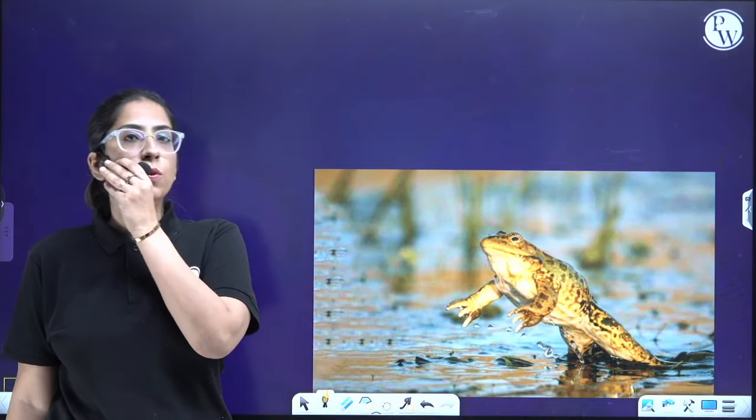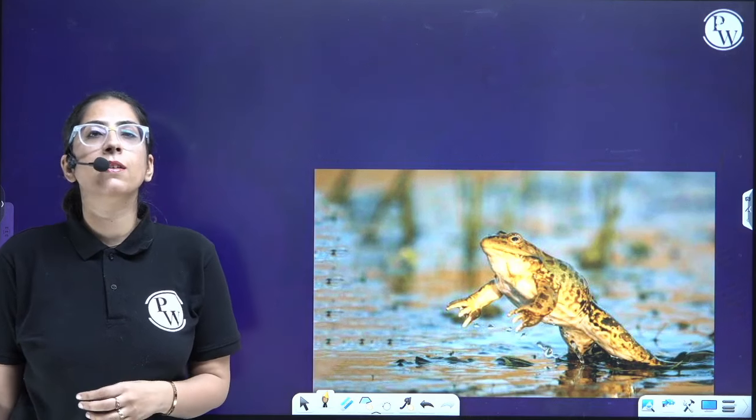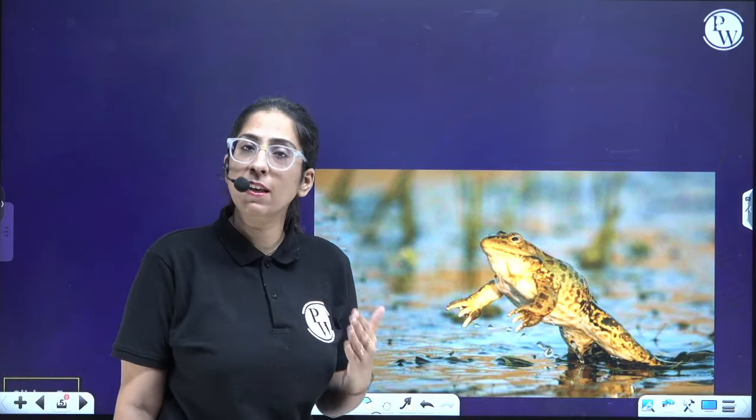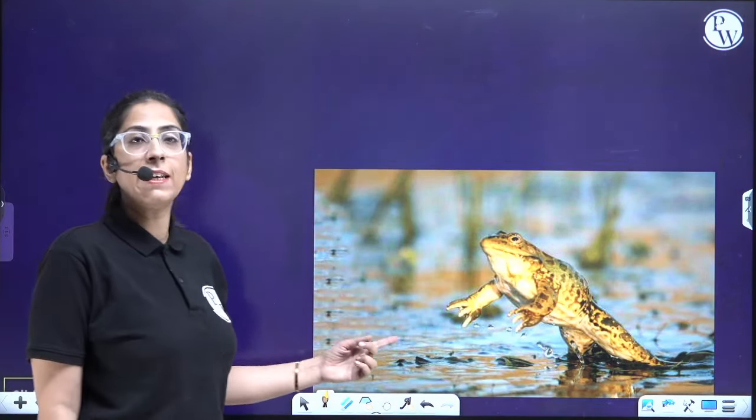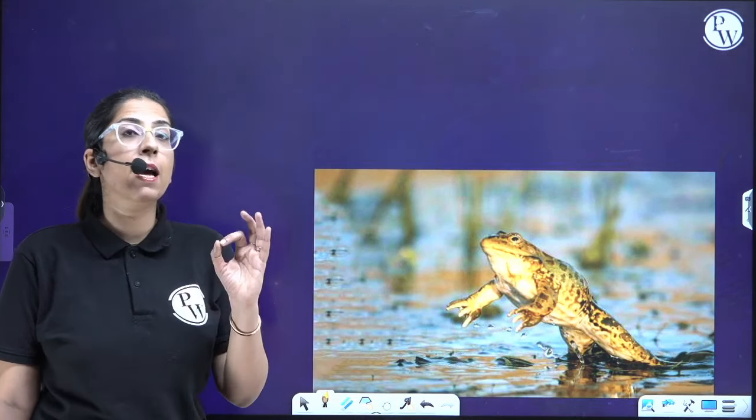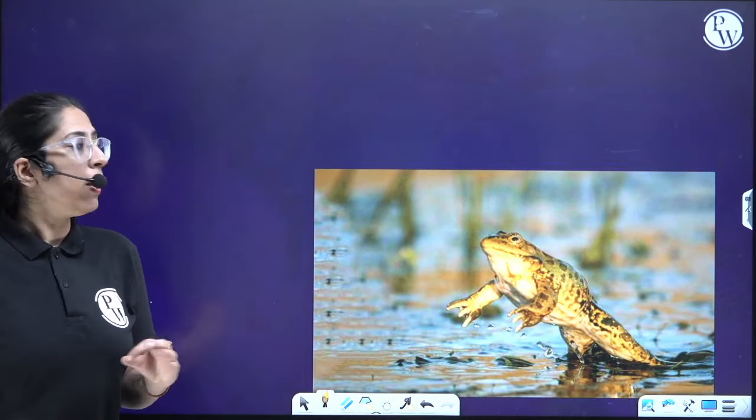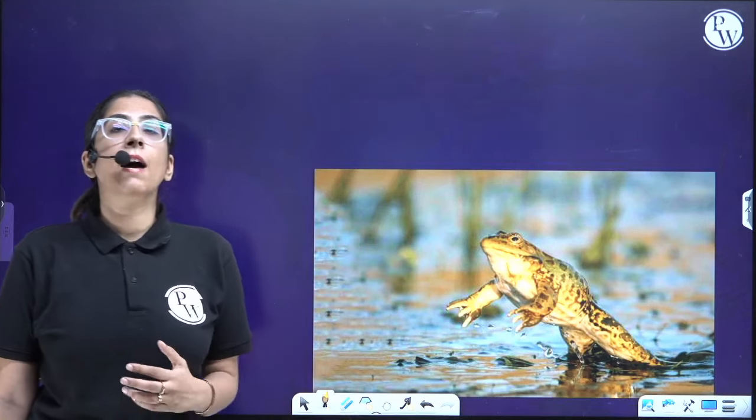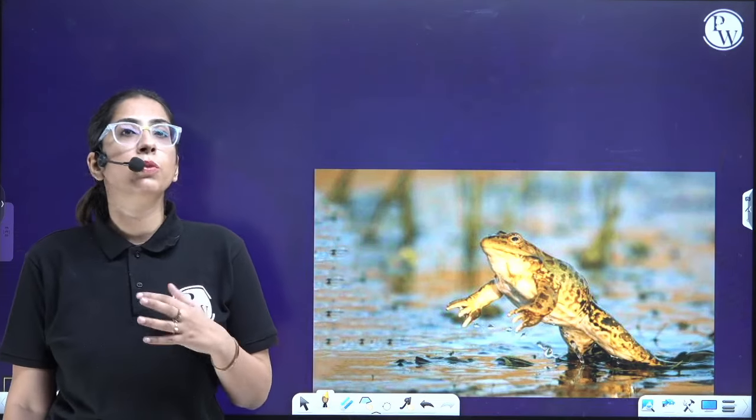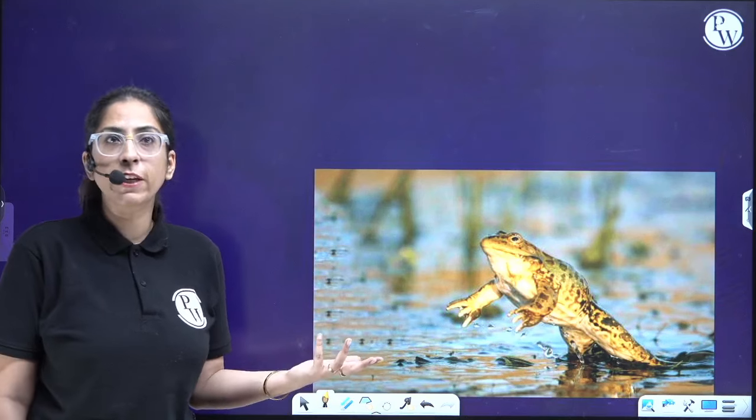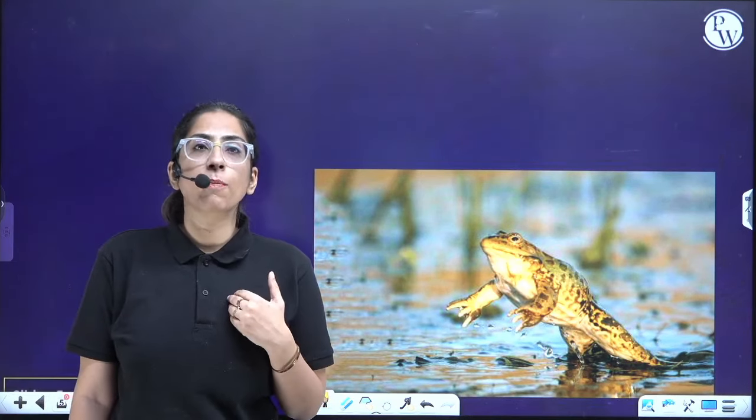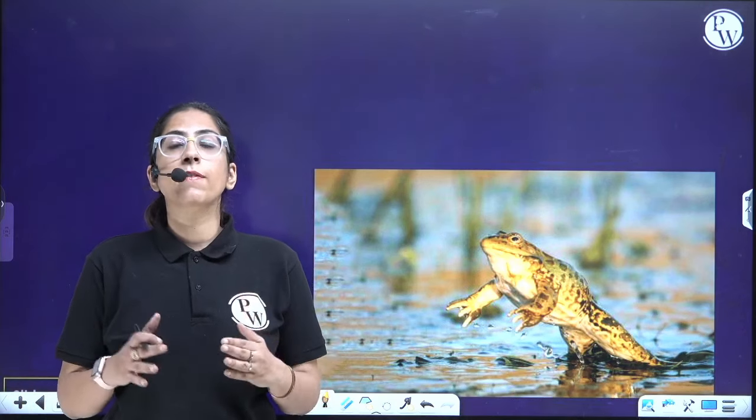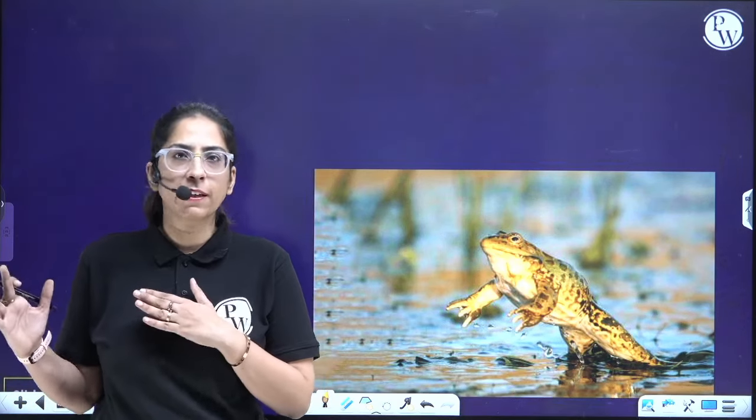Frogs are those organisms which are placed under the category of amphibians. They are also vertebrates, but they are kept under amphibians because they have a dual mode of life. They can live in water as well as on land, the characteristic feature of amphibians. These organisms have lots of features similar to mammals. They also have cranial nerves. In fact, in these organisms 10 pairs of cranial nerves are present. And how many do we have? We have 12 pairs of cranial nerves.